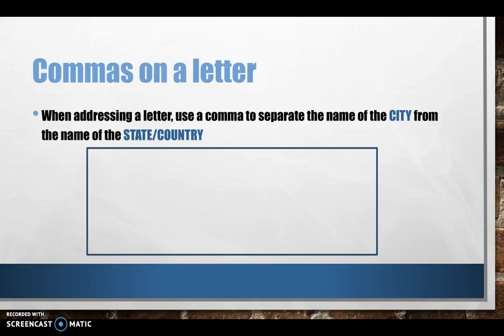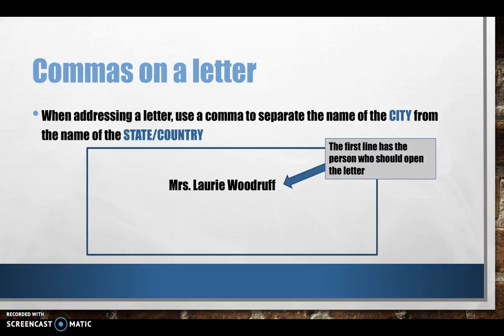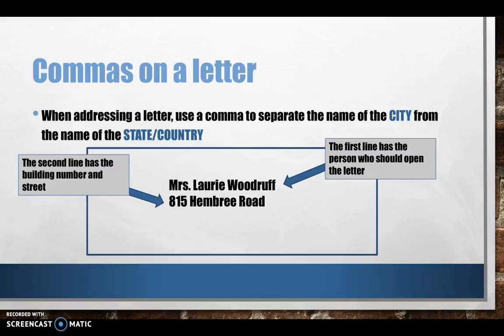So here's an example. I'm writing a letter to Mrs. Lori Woodruff. This is the first line. The first line has the person who should open the letter. That's who it's addressed to. 815 Hembry Road. The second line has the building number and the street. So the building number is 815. The street it's on is Hembry Road.